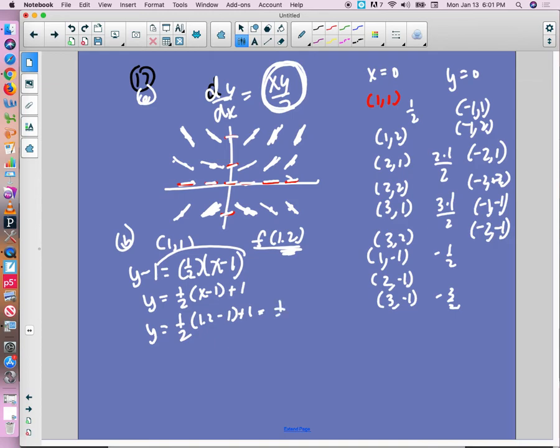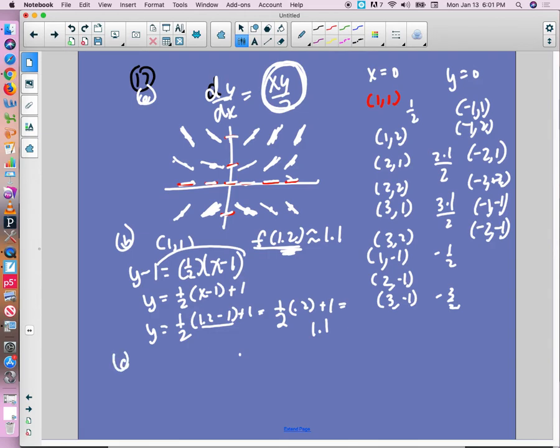So I get 1/2. 1.2 minus 1 is 0.2 plus 1. And so I believe I get 1.1. So I'm going to say f of 1.2 is approximately equal to 1.1. All right, so let's go to C.